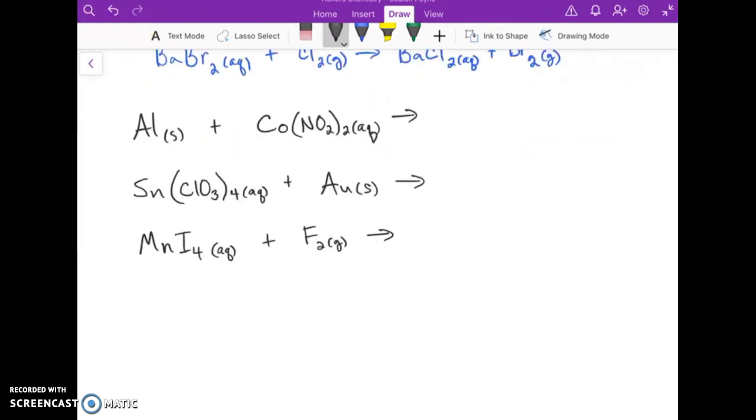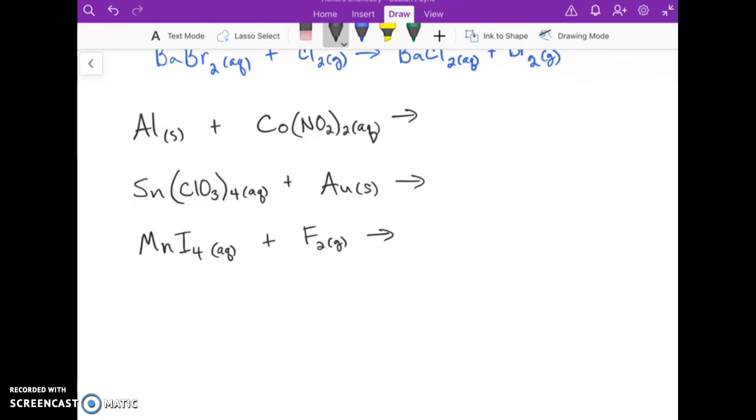Okay, so here are 3 for you to try. Make sure that you're recognizing whether they're cationic or anionic before you start. And of course, the way that you do that is you look at the element that's by itself to start with, that's not in the compound. If it's a metal, it's going to try to replace the metal. If it's a halogen, it's going to try to replace the halogen. So give these 3 a try.